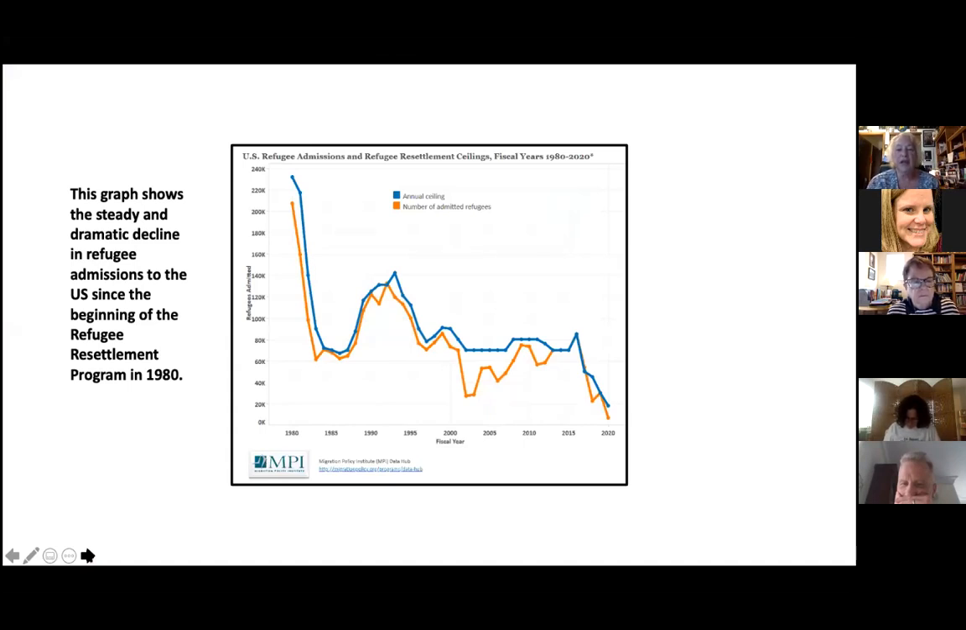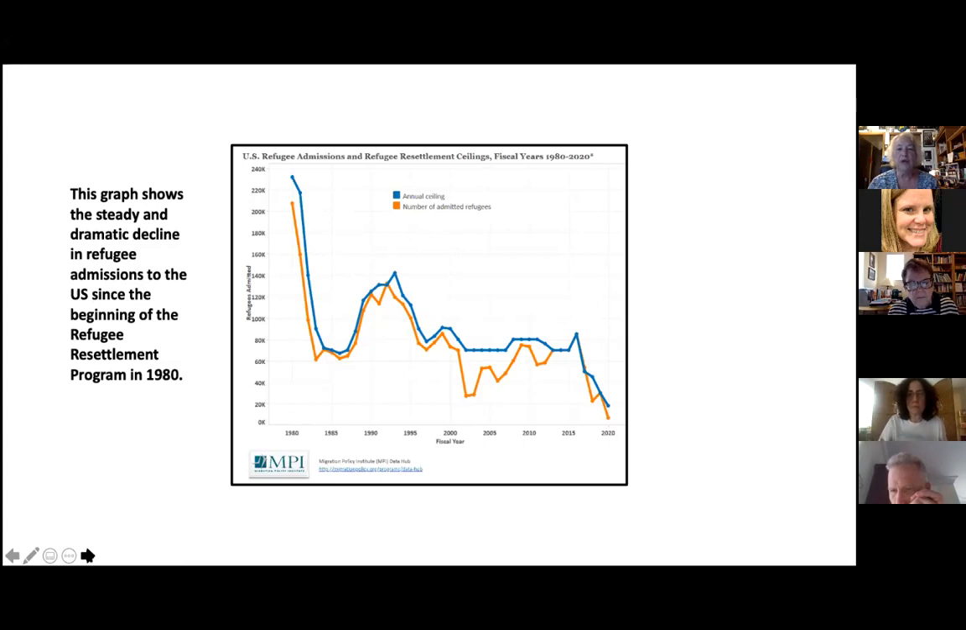This is a graph put out by the Migration Policy Institute on the number of refugees who have come into the US in the last 40 years. So it goes back to 1980, which is when the current refugee policy went into place. It was formed after Vietnam and the Southeast Asian refugees that were coming in from Cambodia and Laos as well. And at that time, our refugee ceiling was almost at 200,000.